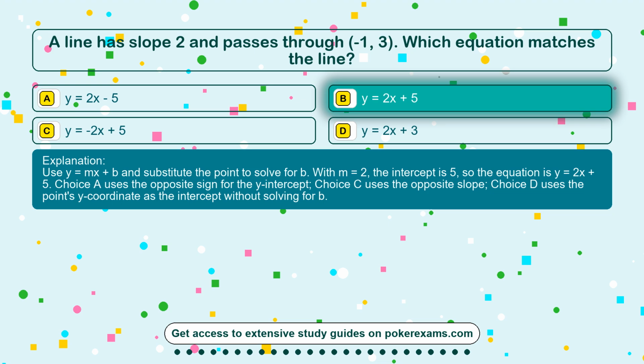Choice A uses the opposite sign for the y-intercept, choice C uses the opposite slope, choice D uses the point's y-coordinate as the intercept without solving for b.